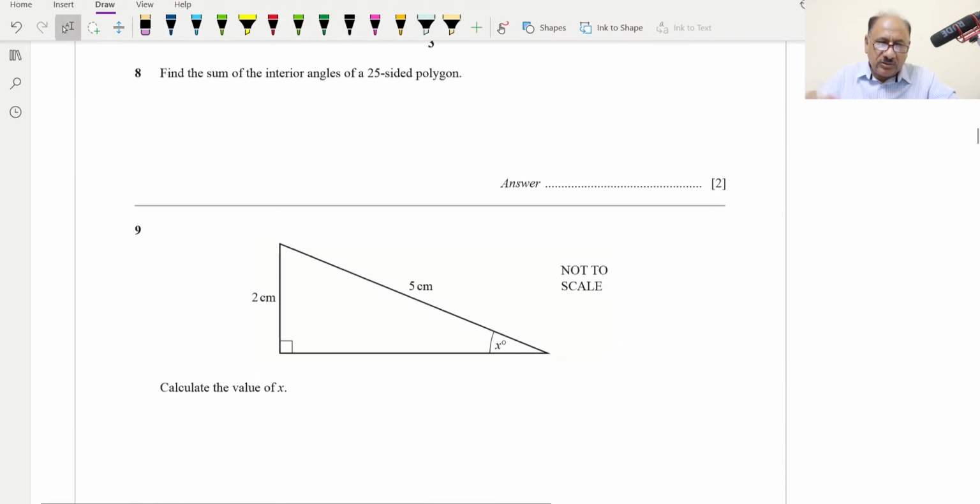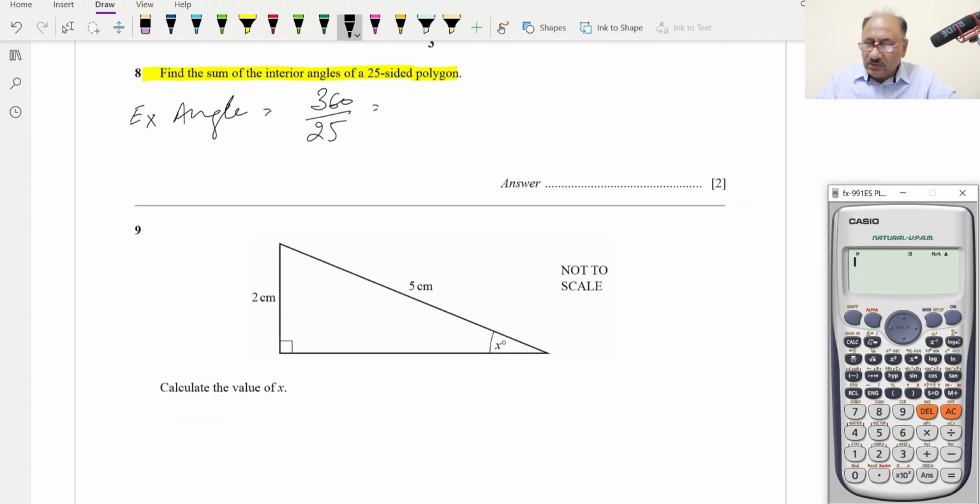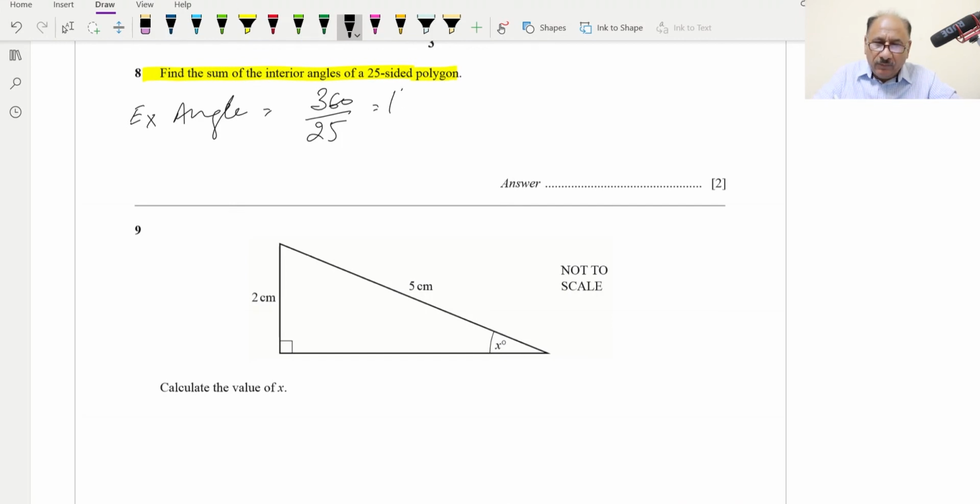Then here comes question number 8. Question number 8 says find the sum of the interior angles of a 25-sided polygon. And what we can do, we can find the exterior angles. Exterior angles will be equal to 360 divided by the number of sides, because the sum of exterior angles is equal to 360, so we will divide 360 by 25. We will get 14.4.